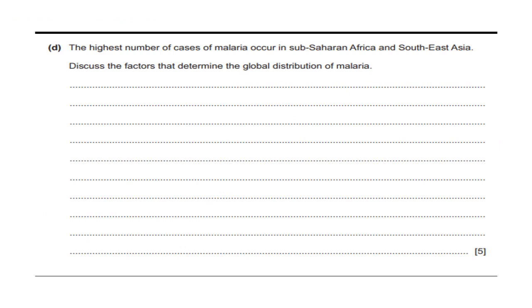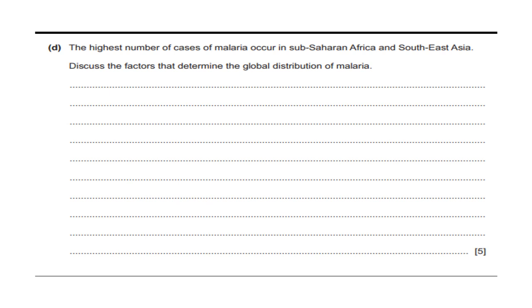Okay, let's look here. Then it says that the highest number of cases of malaria occur in sub-Saharan Africa and Southeast Asia. Discuss the factors that determine the global distribution of malaria. So here you have to give 5 different points, and I know for some students that might be difficult. But first thing I want you to know, if you're a student living in sub-Saharan Africa, this should be quite easy. Not all countries in sub-Saharan Africa have malaria, just by the way.